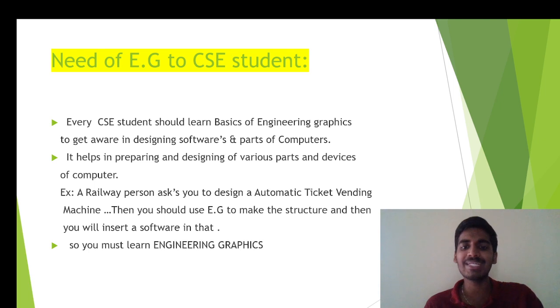What is the software? Automatic ticket vending machine, ATVM. Generally we will see it in railway stations, we can take the ticket ourselves. It will give the ticket from station to station, we give the amount, whatever it is. Then you're using that machine. How is it prepared? As a CSE student, the software will be prepared. Then where should we keep that software? In a device, some particular space it should occupy. In that device you should keep that software. Then the automatic ticket vending machine will be prepared.